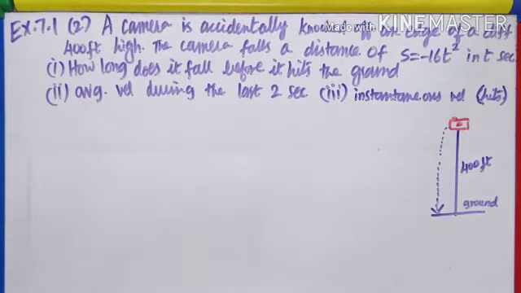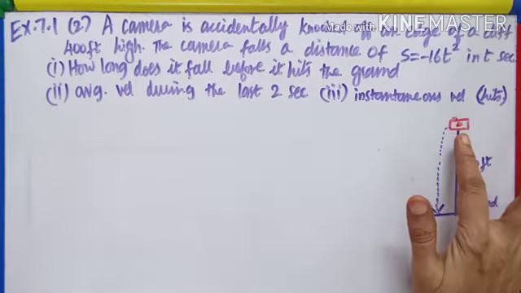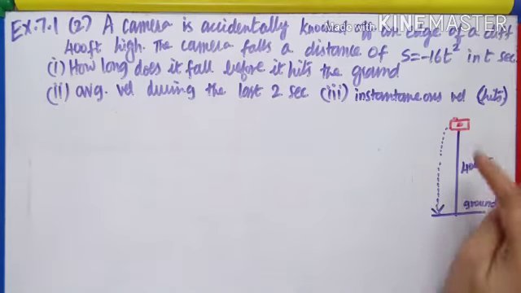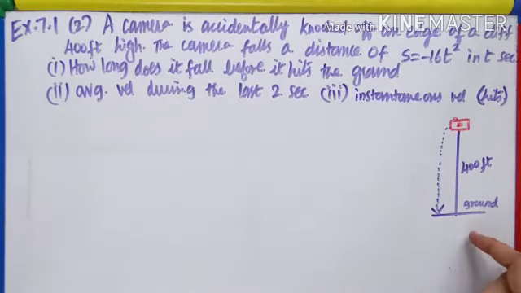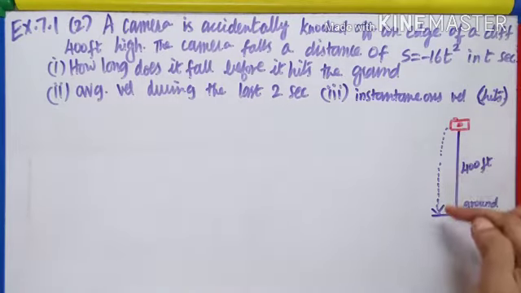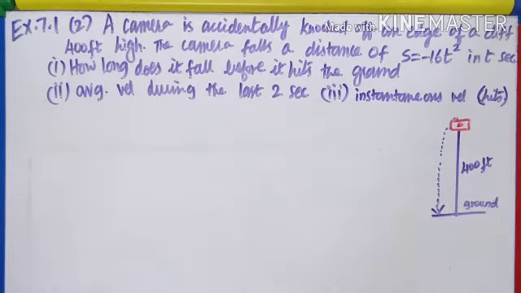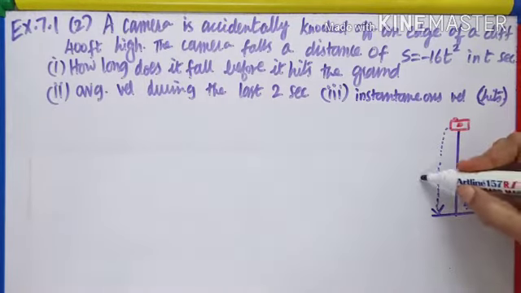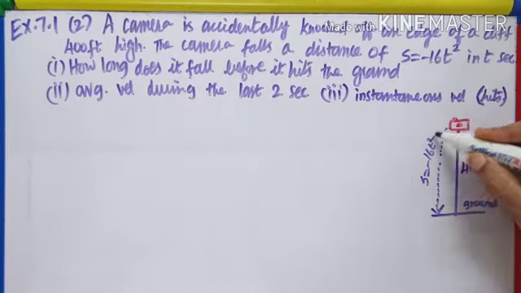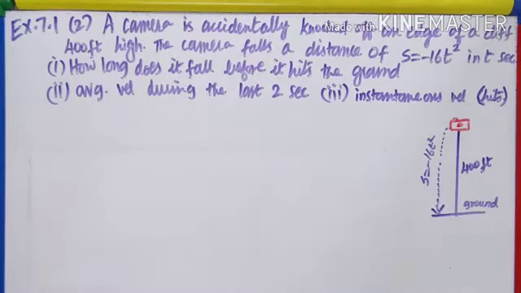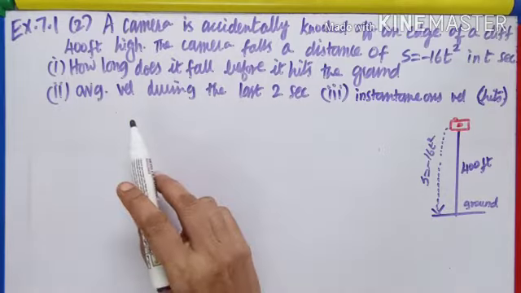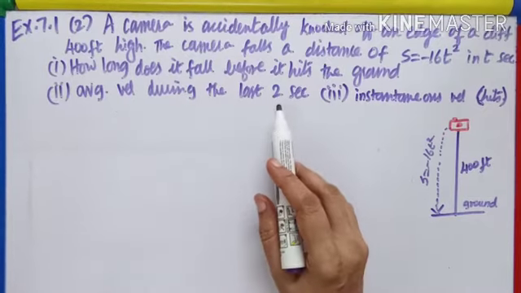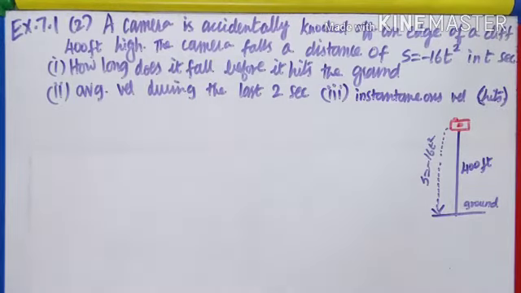Question number 2. A camera is accidentally knocked off an edge of a cliff which is 400 feet high. The camera falls a distance of s equals minus 16t square in t seconds. How long does it fall before it hits the ground? Second question, average velocity during the last 2 seconds. Third, instantaneous velocity when it hits the ground.